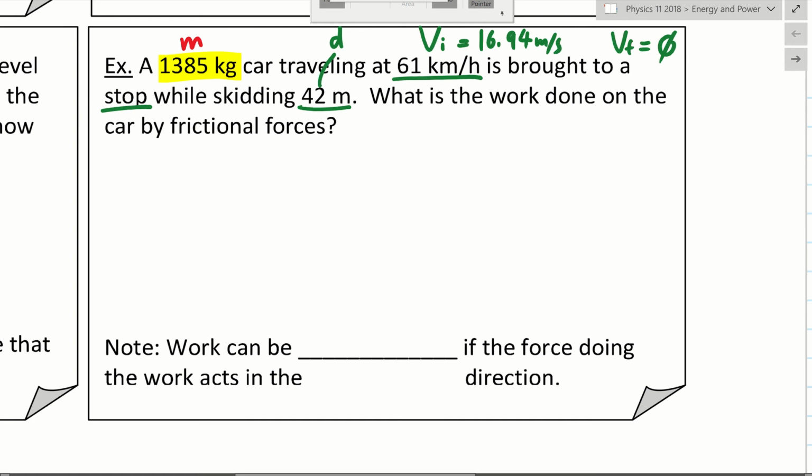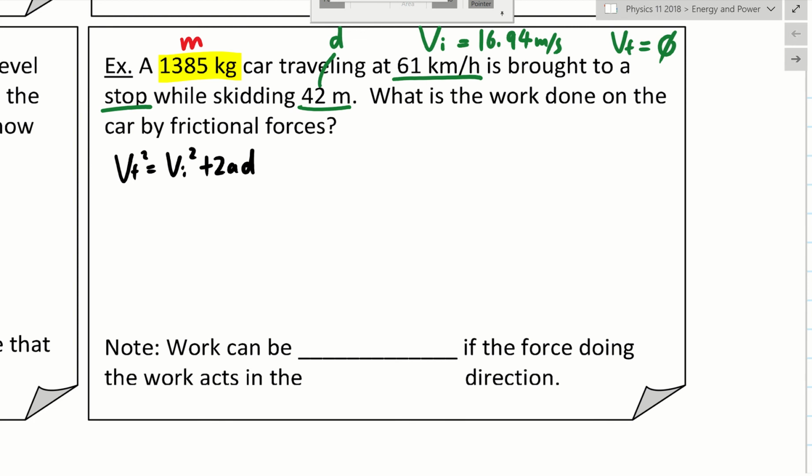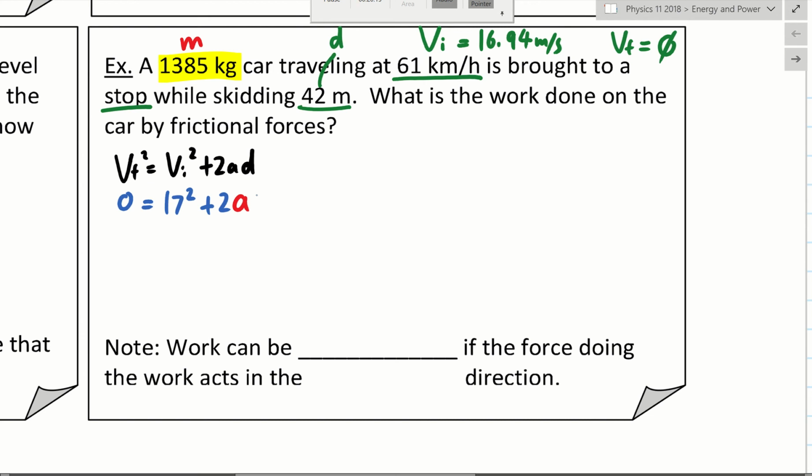So we have all the numbers up here. Which equation helps? I don't have a time, so do the V final squared equals V initial squared plus 2AD. There's no time on that one. Good, perfect. We want one that has no time on it. 0 is equal to 17 squared, plus 2 times the acceleration, which is what we don't know, times distance, which we do know is 42. Okay, so 2 times A times 42.